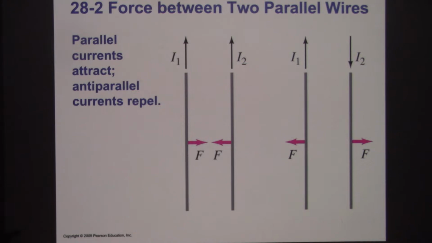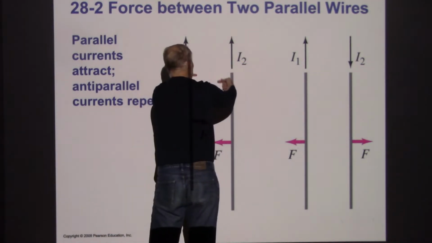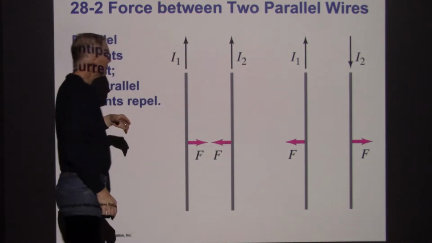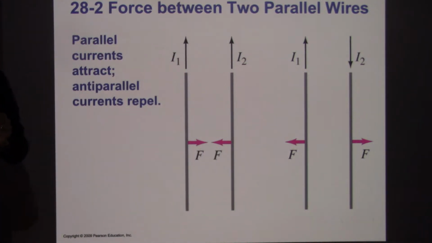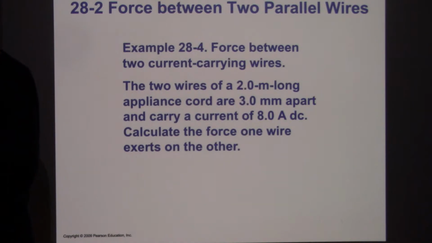Now, if I reverse one of the currents, so we're calling this parallel, and for parallel the forces would be attractive, but when we think about how everything was derived, we realize if we reverse either one of the currents, so that the currents are anti-parallel, the forces would now be repulsive. The currents are going to be pushed away from each other.